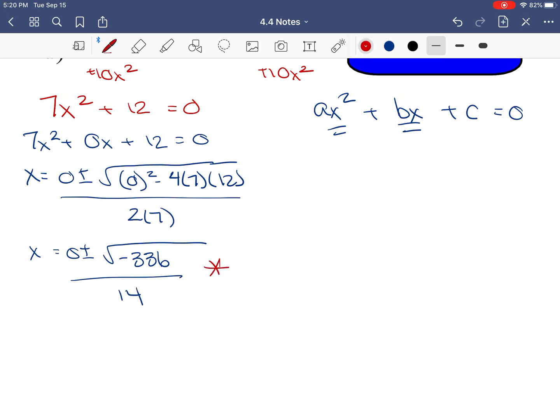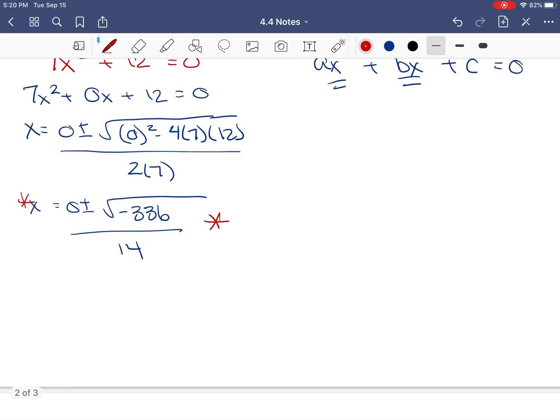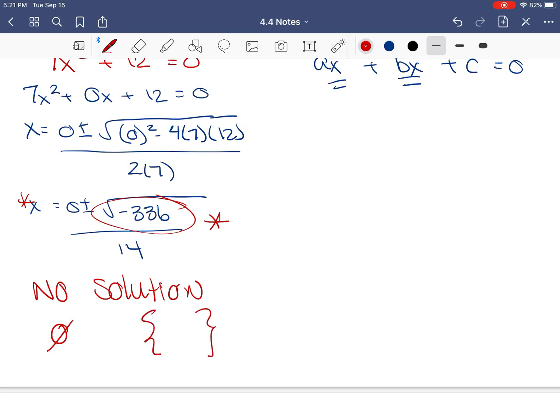So this is where the bells are going off in your head and you're like, I can't do this. I cannot take square roots of negatives. And you would be correct. So in this case, because there's a negative under our square root, no solution. So that could be one way your answer looks. You could also do the 0 with a line through it, or you have empty squiggle brackets. All three of those things all mean the same thing.